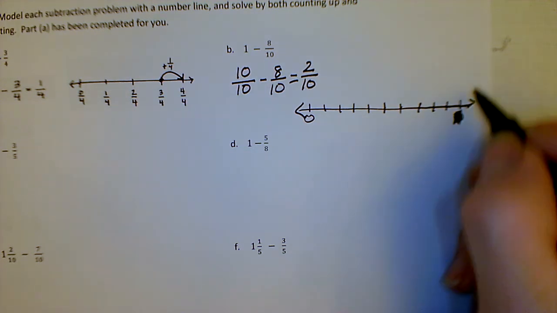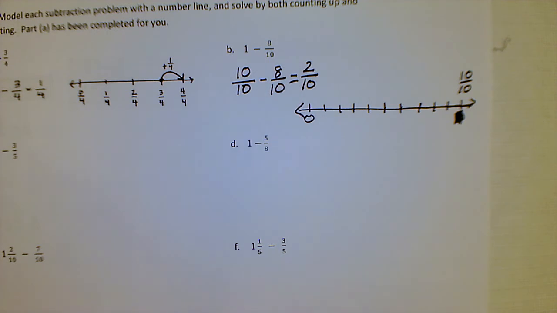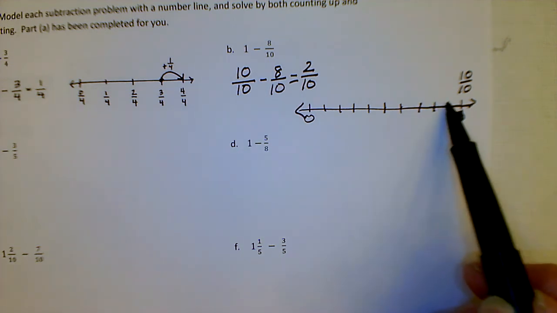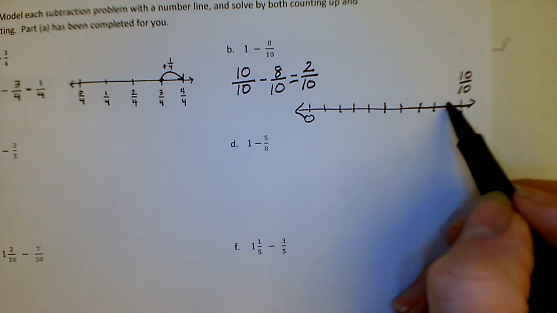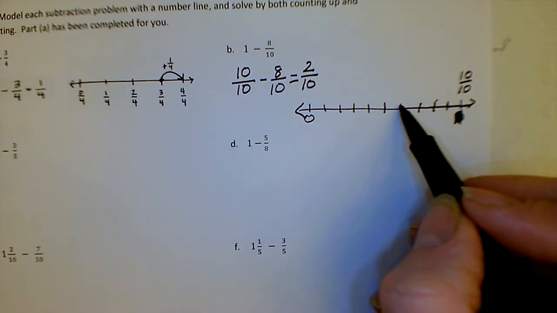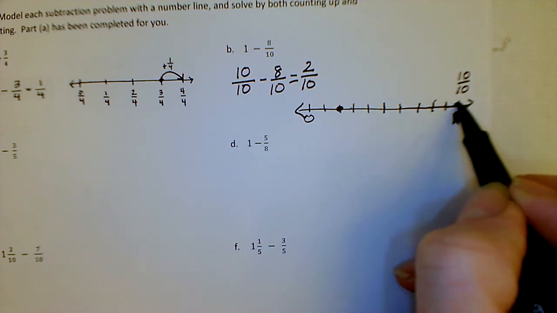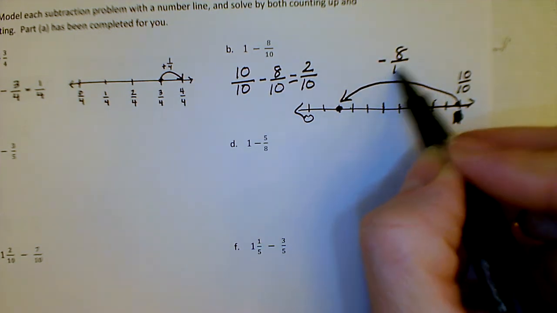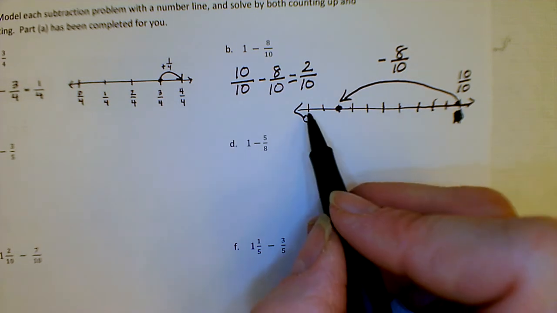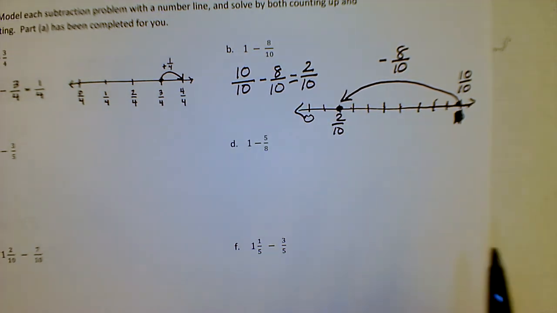So again, this is 1 whole, or another way to write it would be 10 tenths. Now I have to subtract 8 tenths. If you were counting up, you would start here and count up to the 2 tenths, but I'm just going to stick with subtracting 8 tenths. Let's go ahead. 1, 2, 3, 4, 5, 6, 7, 8. And now I want to show what I just did, which was to subtract 8 tenths. And let's see what we end up with. 1, 2. 2 tenths, which is exactly what we got there.